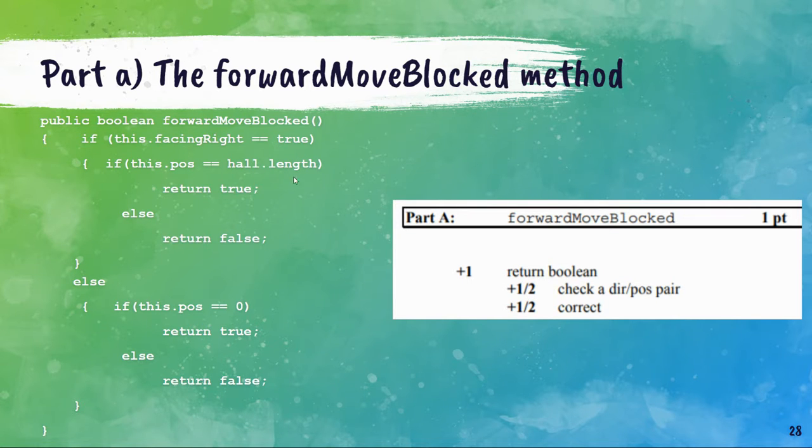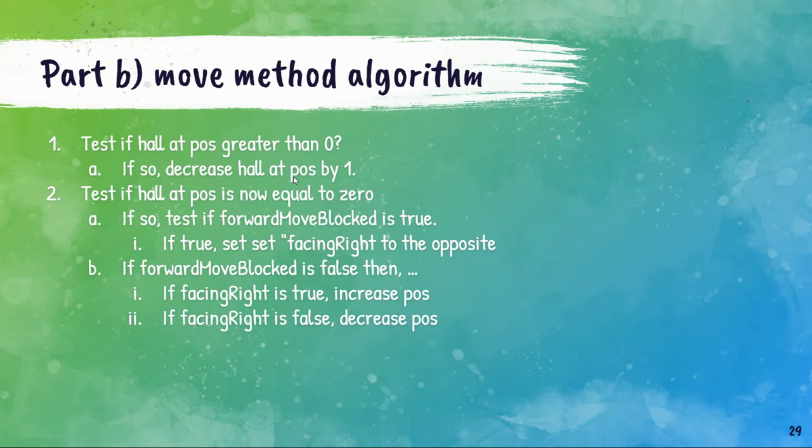All right. The move method, this gets a little bit more complicated. In this case, I've got hall. That's my array of integers, and I want to look to see what's the value at the position.